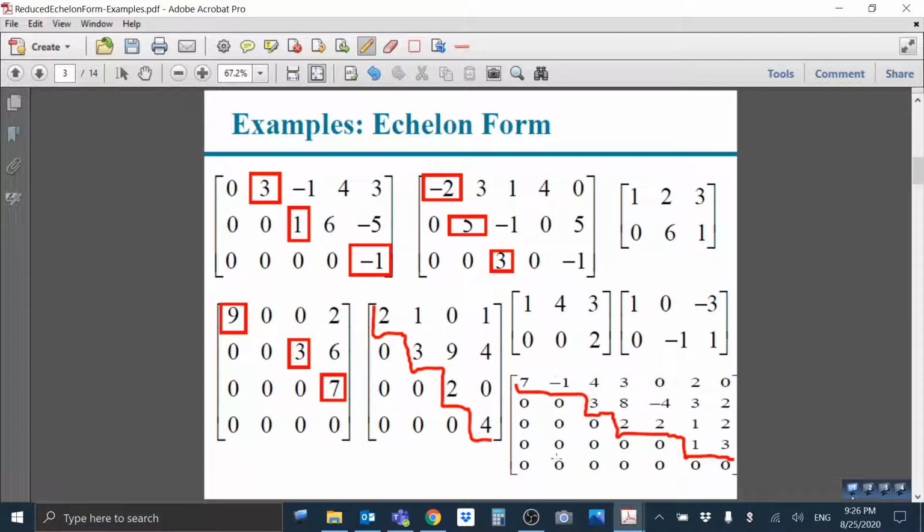What happens with the column 2? Nothing. Nobody cares about columns. What happens to this column? Nothing, we don't care. What happens to this column? Nothing, we don't care. We care only about checking for zeros in the columns that contain leading entries. What happens to a column that doesn't have a leading entry? Well, nobody cares. Alright?